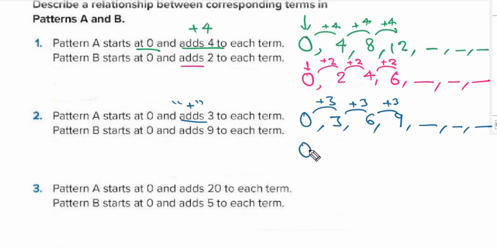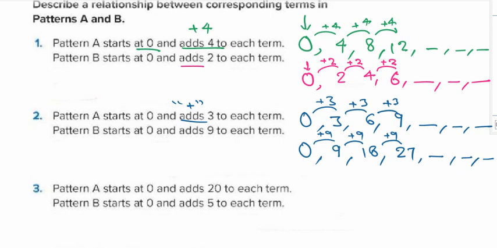Now this one, pattern B. This starts at 0. Adds 9. Plus 9. So that will be 9. 9 plus 9 is 18. 18 plus 9 is 27. Fill in the blanks. All of you try it by yourself. I'm writing here, you write in your notebook.